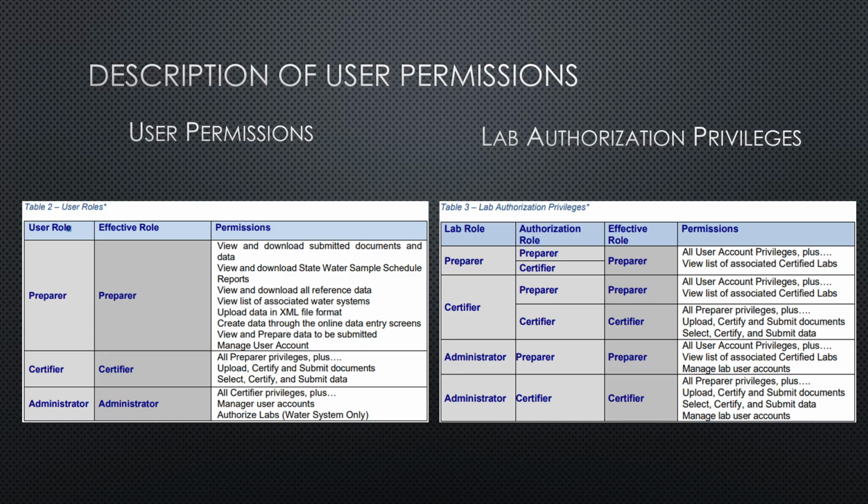On the right-hand side, we have a table that outlines the lab authorization privileges. In order for a lab or a user of a lab to perform any action for a water system, the lab itself must be authorized as either a certifier or a preparer. That overall lab role defines the actions that any user of the lab can take regardless of their own individual permissions. Each individual lab user can also be a certifier or a preparer. However, they are limited by the overall lab's role with that water system.